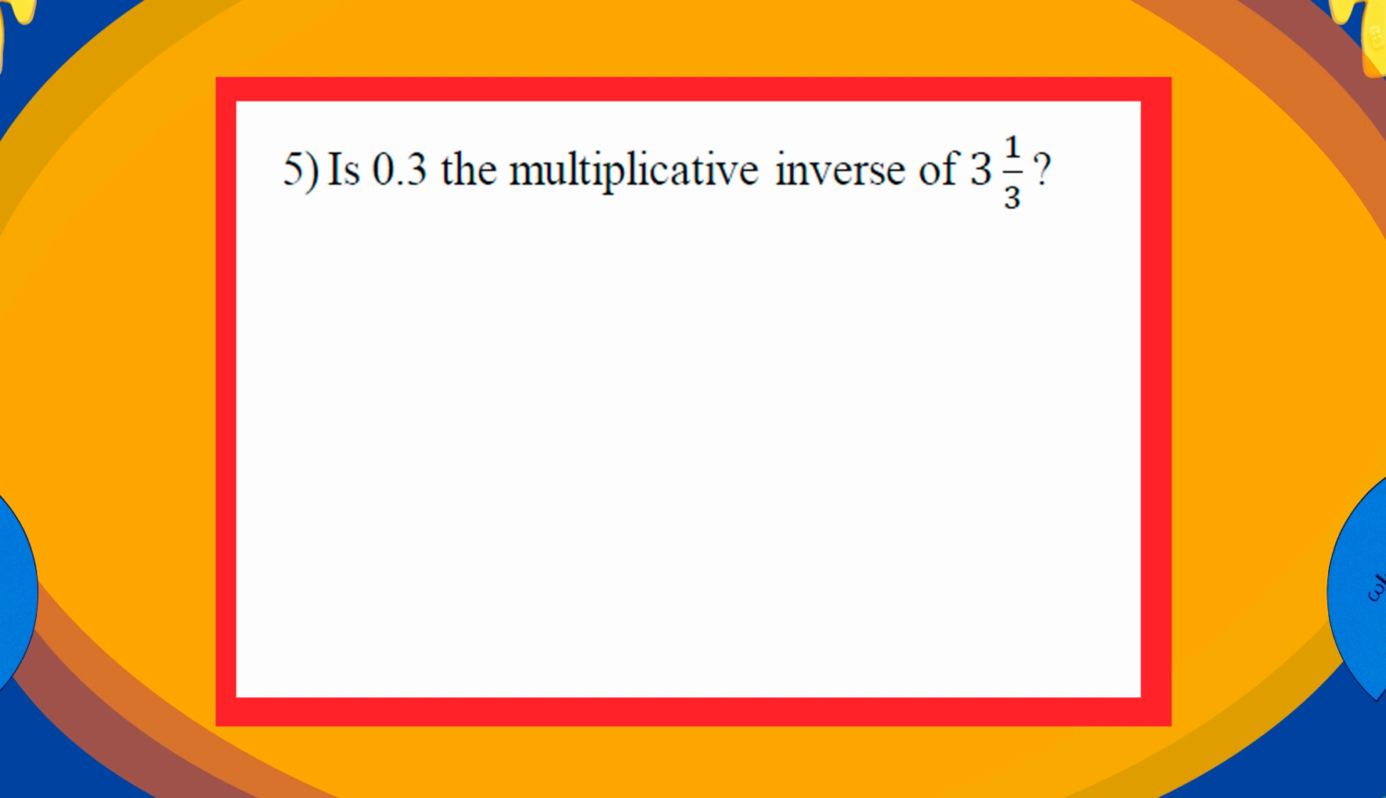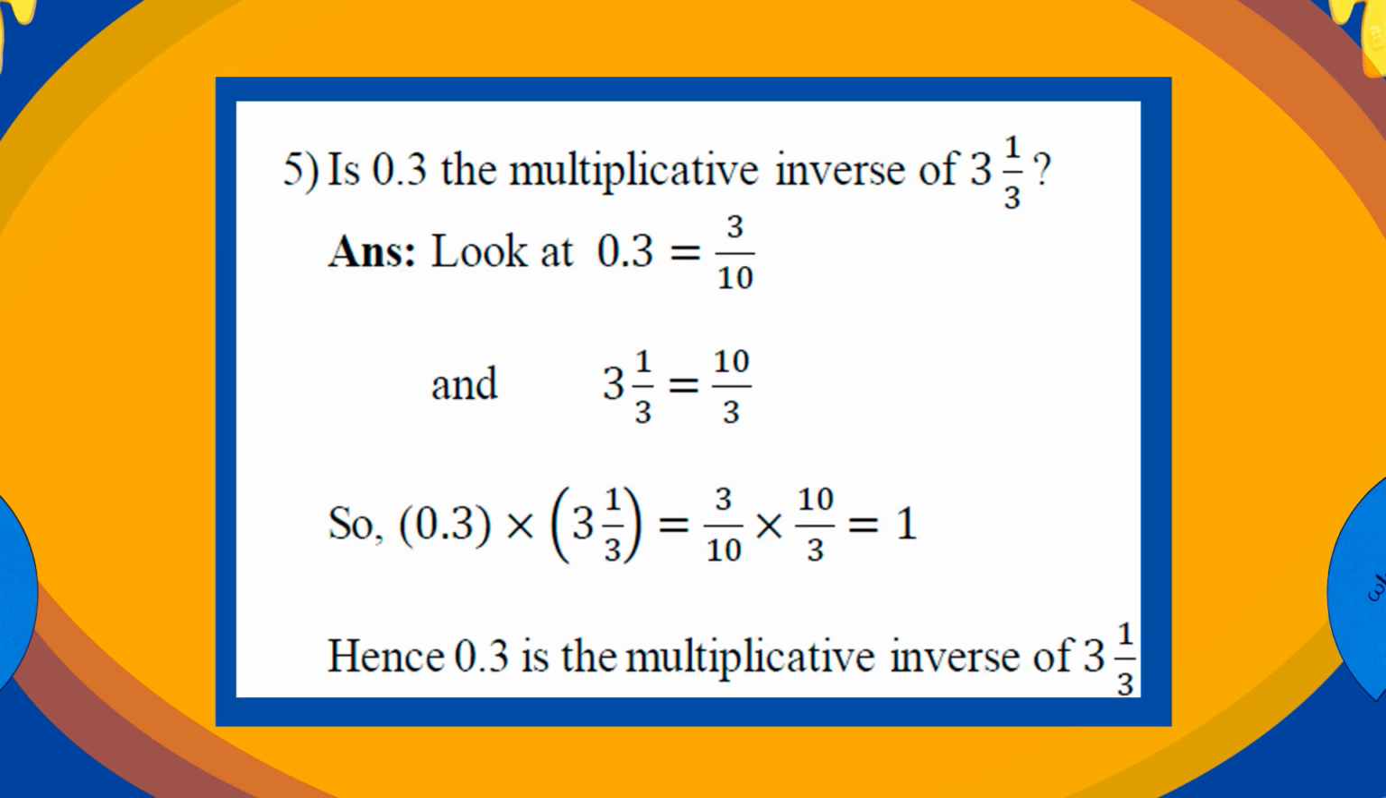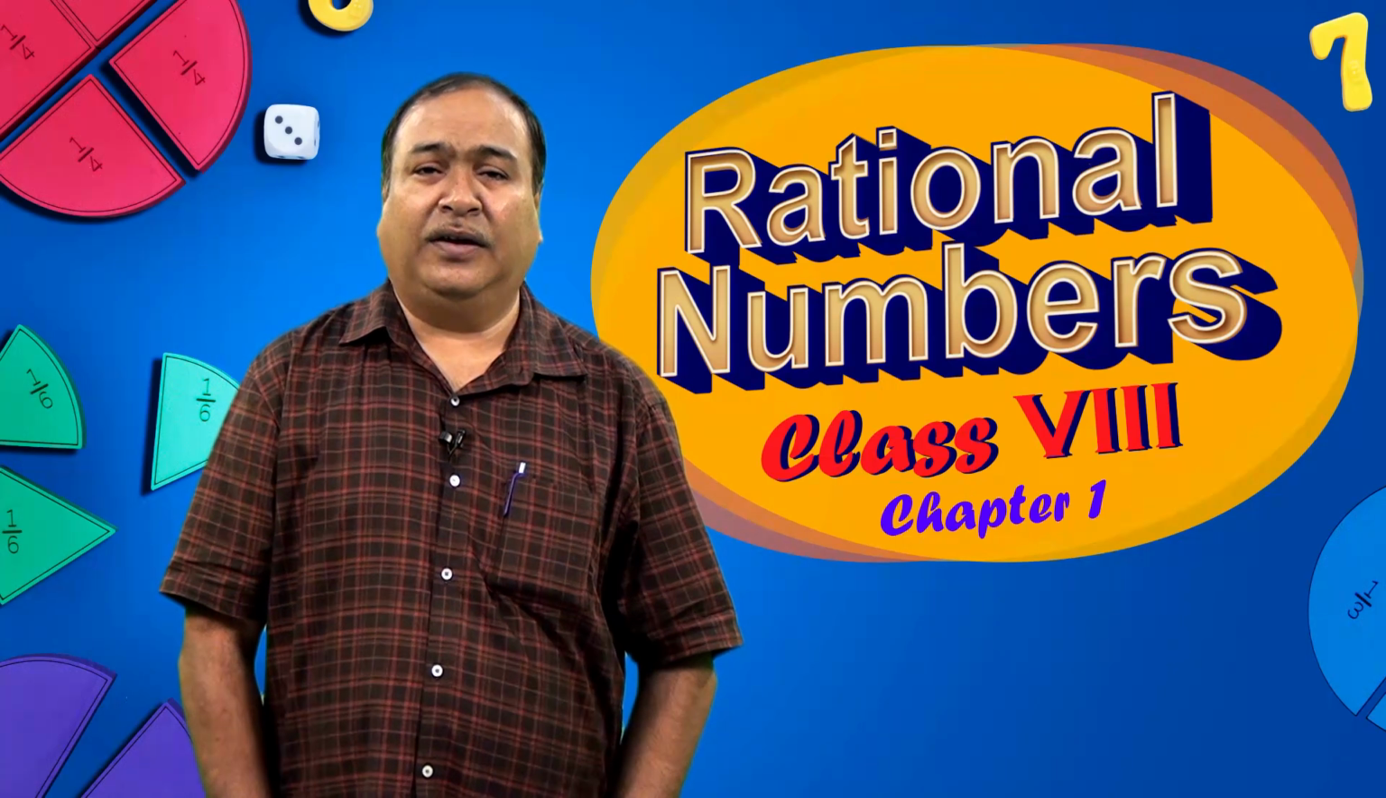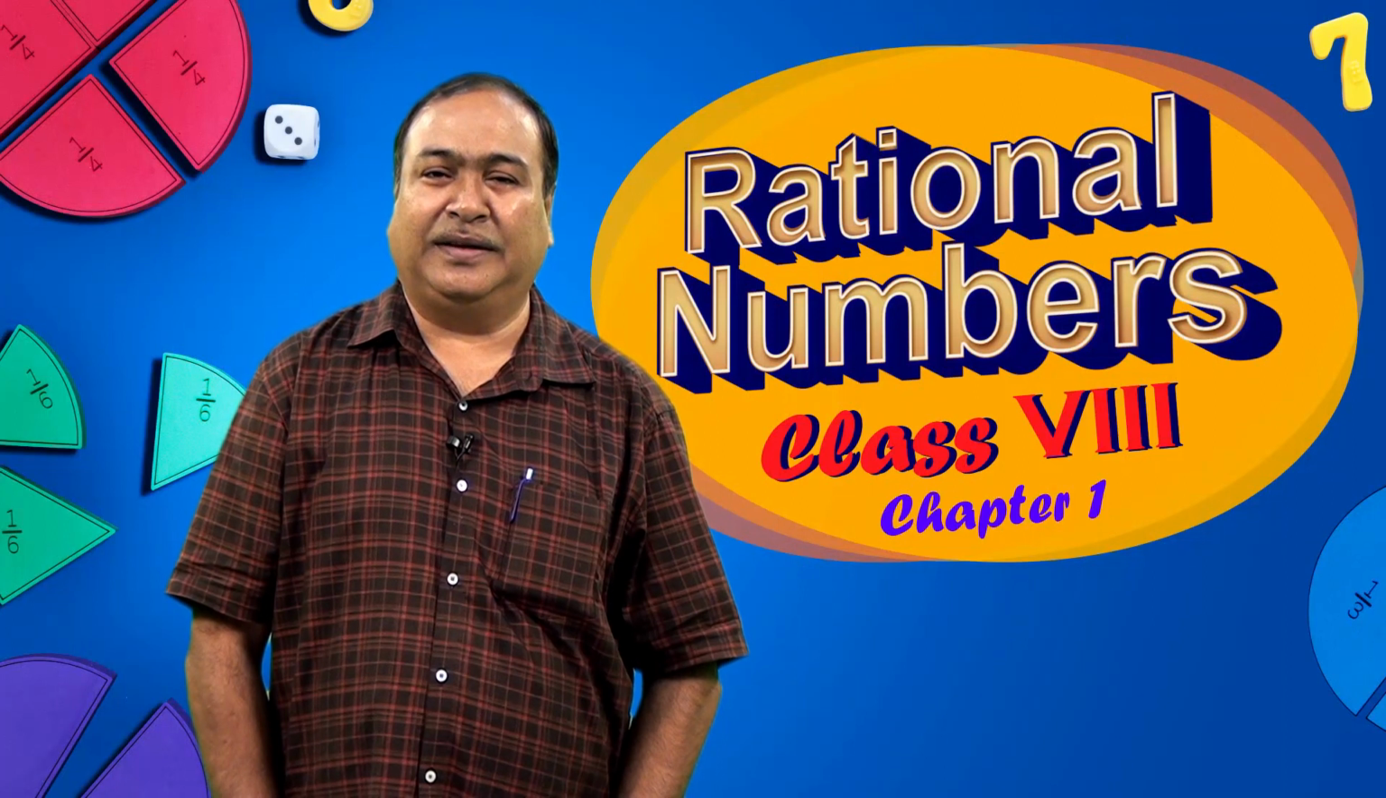Question number 5, is 0.3 the multiplicative inverse of 3 1/3? Very interesting. Look at the answer. Look at 0.3 is actually equal to 3 by 10 and 3 1/3 is actually equal to 10 by 3. So, 0.3 into 3 1/3 are nothing but 3 by 10 into 10 by 3, which is equal to 1. Hence, 0.3 is the multiplicative inverse of 3 1/3. These are all some interesting problems given in the textbook.